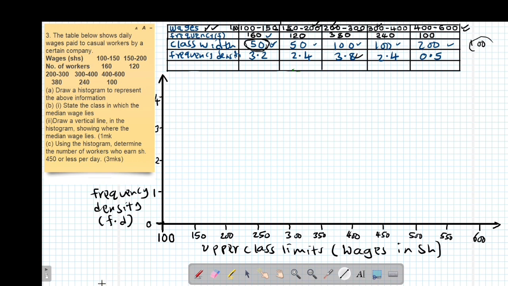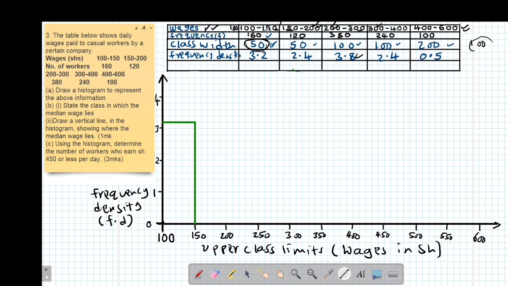I can use a different ink here so that you can see the differences clearly. So I'm going to start with the first class, running from 100 up to 150, then its frequency density is 3.2. So 100 up to 150, the frequency density is 3.2. So 3.2 will be, this is 3.0, so this will be 3.2 here. So our 3.2 is going to lie through this particular point here.